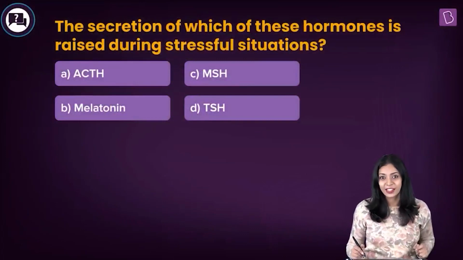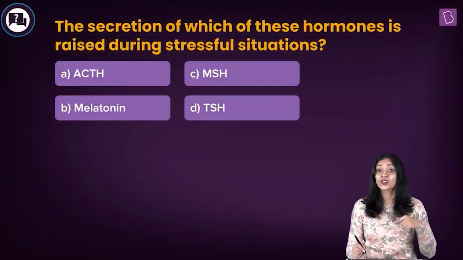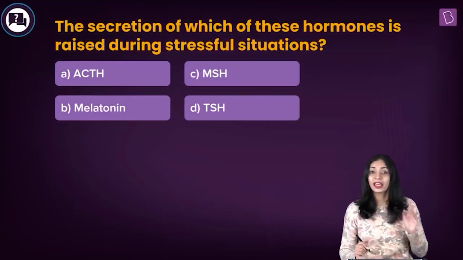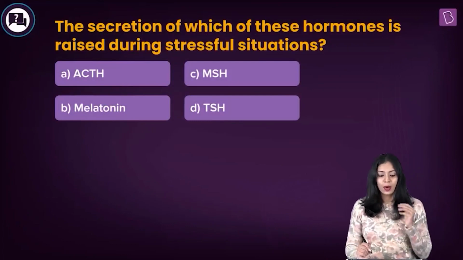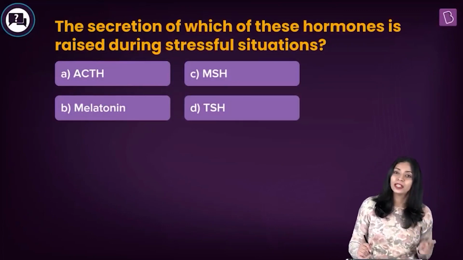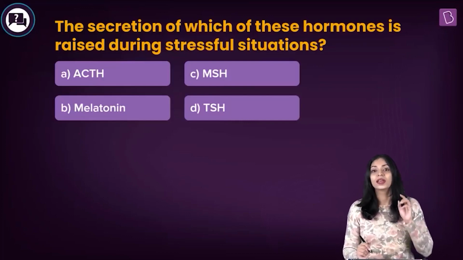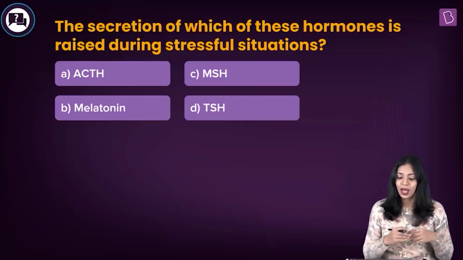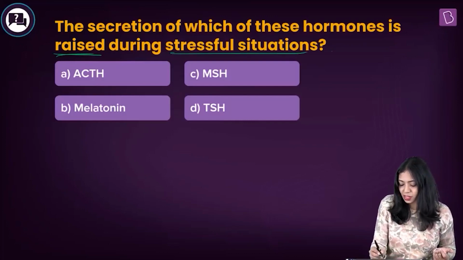Now this is a very interesting question. The secretion of which of these hormones is raised during stressful situations? The options are: A, ACTH, which stands for adrenocorticotropic hormone. Option B, melatonin. Option C, MSH, which stands for melanocyte stimulating hormone. And option D, TSH, which stands for thyroid stimulating hormone. So we have to find out which among the given hormones is secreted in high amounts during stressful situations.